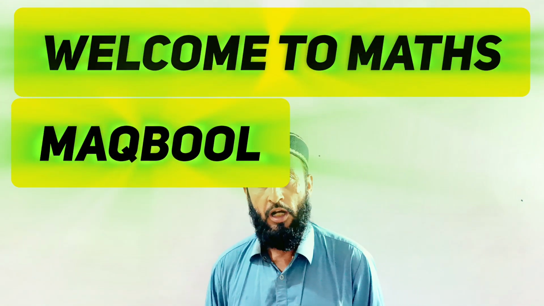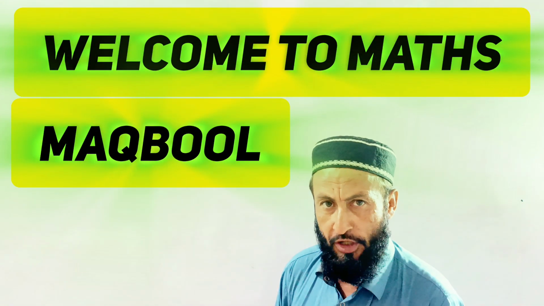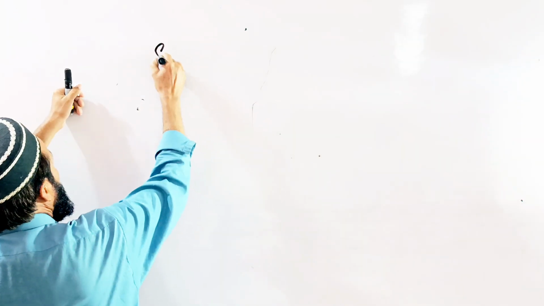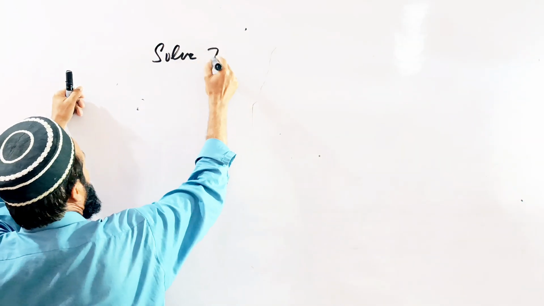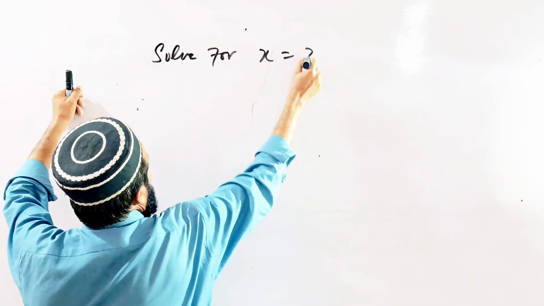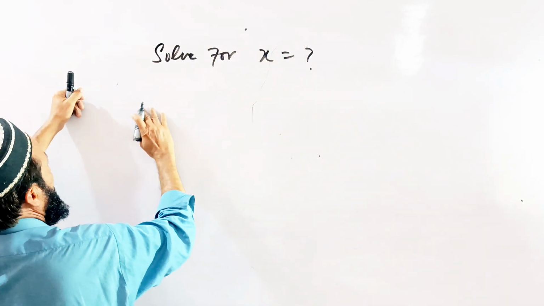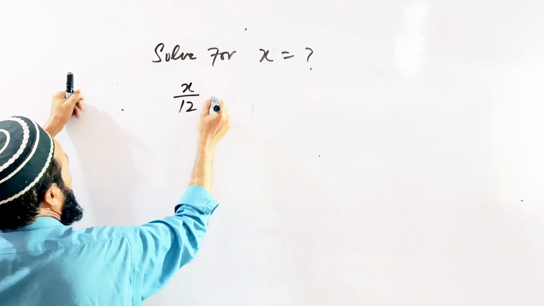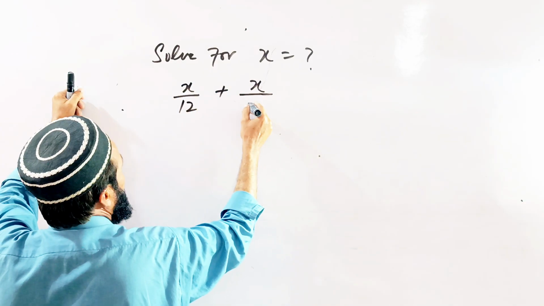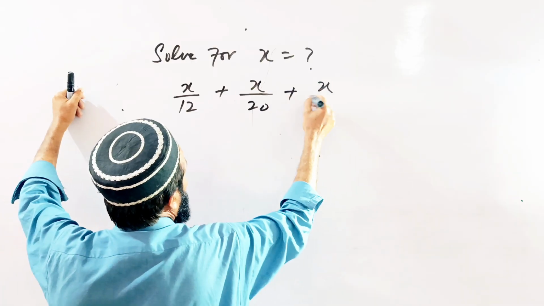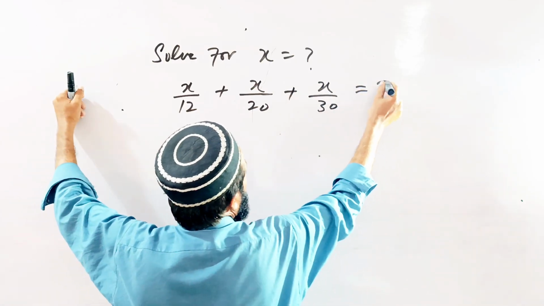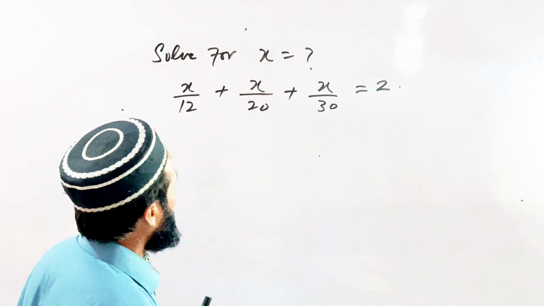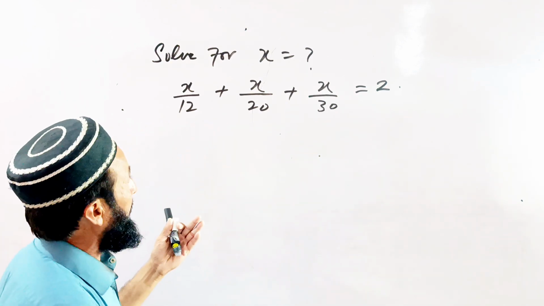Very interesting logical algebra equation: how we can solve for x, the unknown, if the equation is given in the form x/12 + x/20 + x/30 = 2. Very interesting. For this type of question we are using two methods.